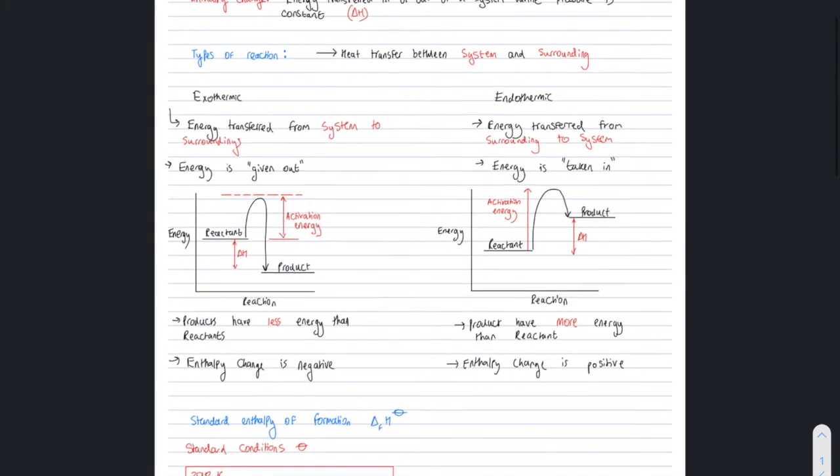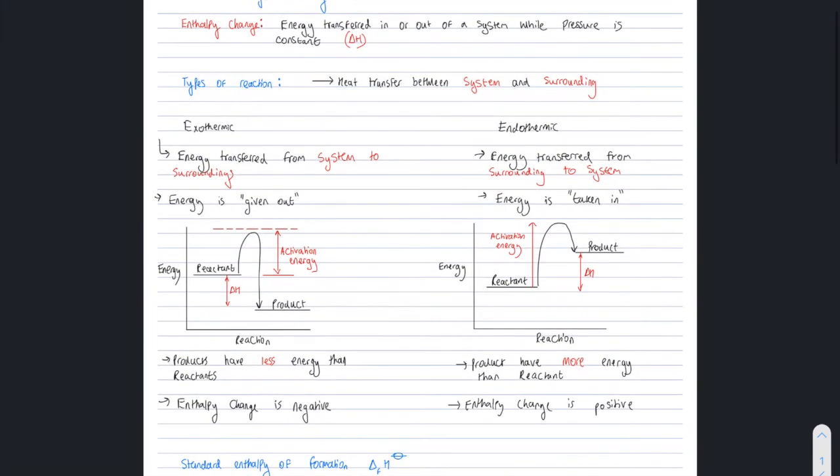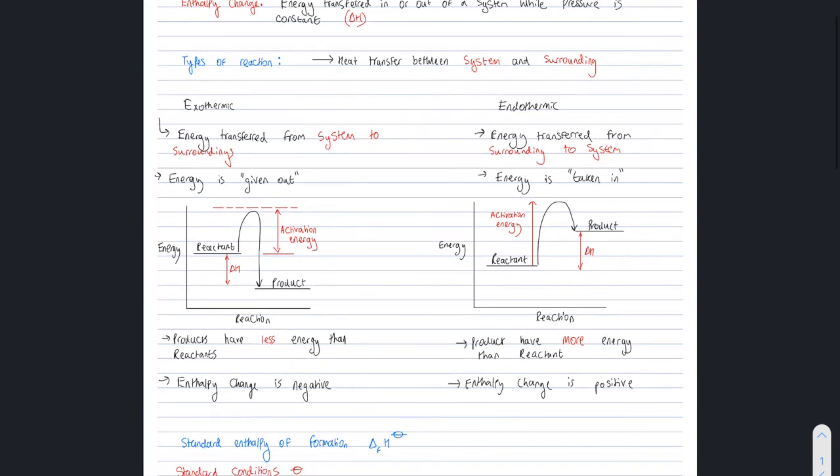Now, let's summarize. Enthalpy change: energy transferred in or out of a system while pressure is constant. And that's the symbol for enthalpy change. The types of reactions you're going to encounter are exothermic and endothermic reactions. In an exothermic reaction, energy is transferred from the system to the surroundings. Endothermic is the opposite, so from the surroundings to the system. Exothermic, energy is given out, and endothermic, energy is taken in.